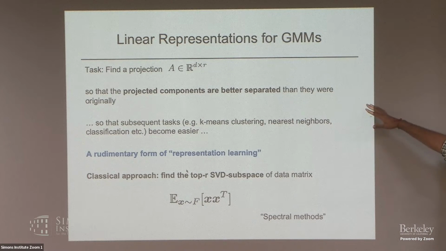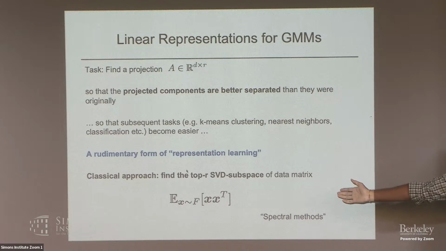Typically, this is done so that subsequent tasks, like k-means clustering or nearest neighbors classification, can be done in lower dimensional space and often with better accuracy. So it's pretty popular. You can think of it as a rudimentary form of representation, taking it from a high dimensional space to a lower dimensional space, in this case only by a linear map. The classical approach is to take the top R SVD subspace of the data matrix. You take XX transpose, sum it up over your data, and take its top eigenvectors, because it's symmetric, and then you project everything down onto the top eigenvectors.